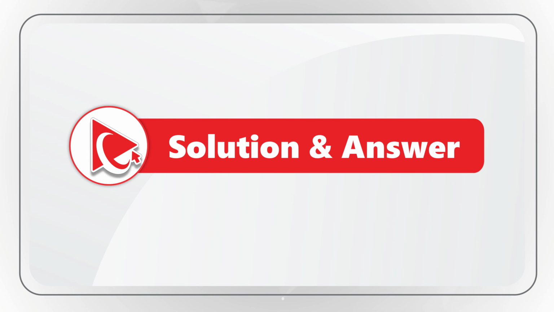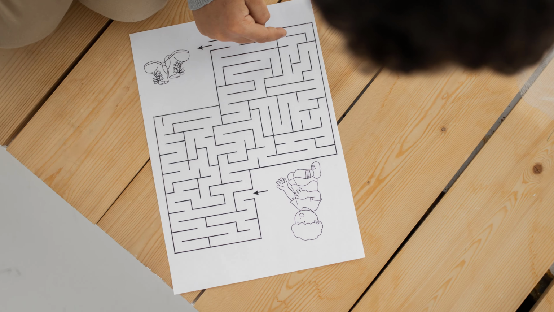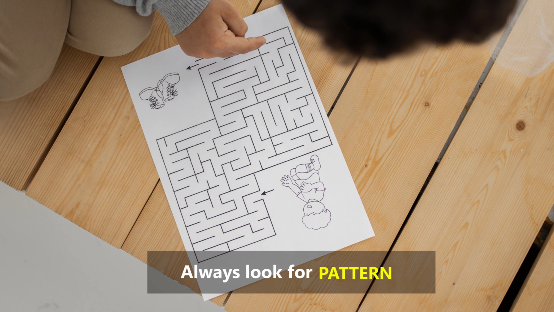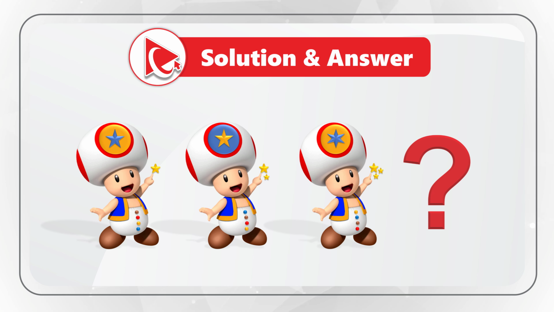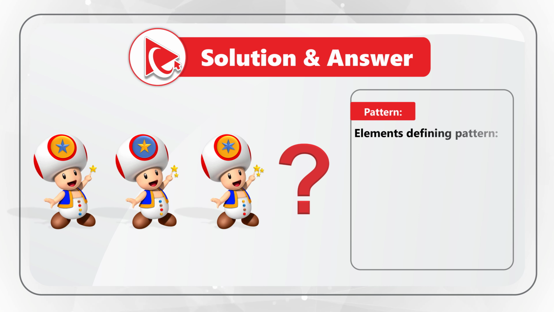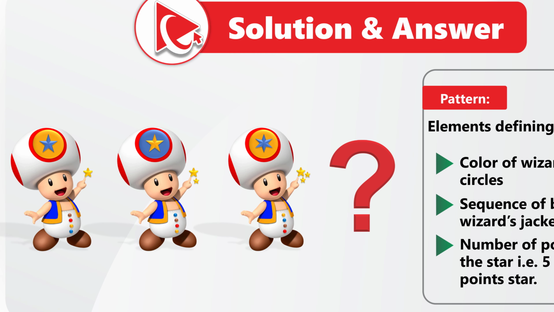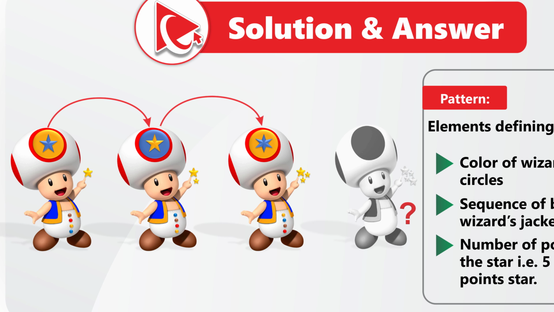You're probably tired of hearing this on this channel, but you need to always look for patterns, especially when trying to solve these types of challenges. And even though all wizards might look the same, if you look closely, you will see 3 pattern-defining elements. The first one is the color of the wizard's head star circles. You see that the color of the circle goes from yellow to blue, then to yellow, which means that the next one in the pattern should be blue.